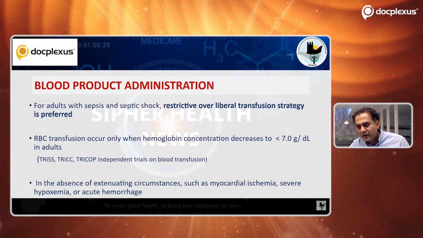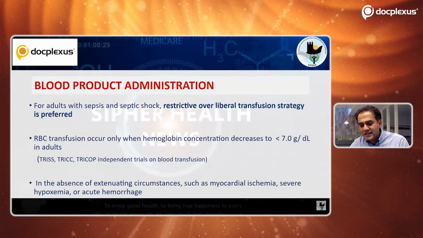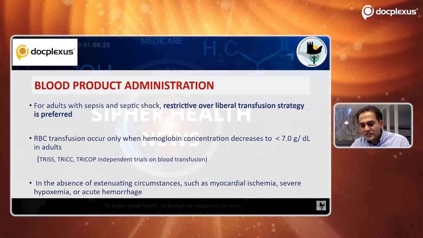So these are the independent trials on blood transfusion, and they have proved that restrictive therapy is better than liberal therapy, except for patients who are in active myocardial infarction or ACS, where the trigger is slightly higher. A 9 or 10 gram trigger we keep in patients with ACS or myocardial ischemia.